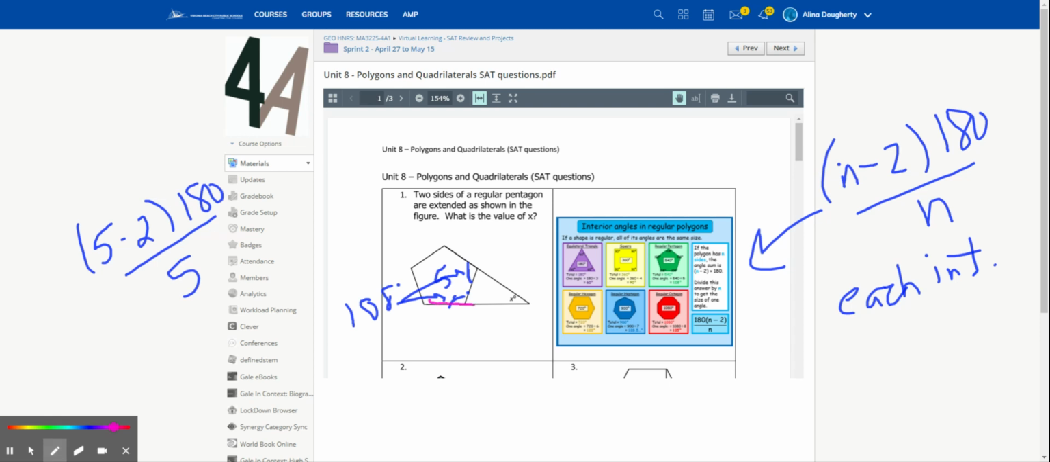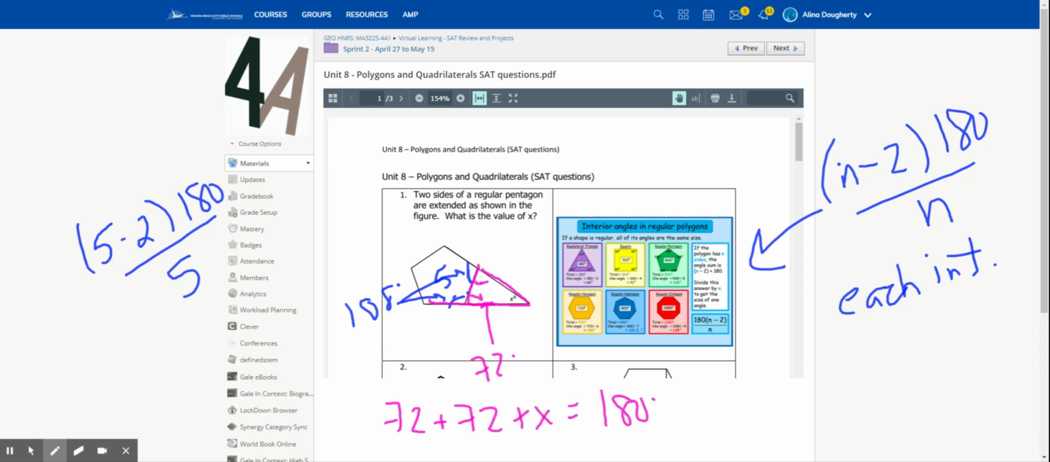Then we know interior angles are supplementary to exterior angles. So if I know this is 108, then these pink angles are both 72 degrees, because 108 plus 72 equals 180. And this pink triangle has to have 180 degrees. So 72 plus 72 plus x has to equal 180 degrees. It's as simple as that. You just have to remember that n minus 2 times 180 divided by n formula. That's not going to be on your formula sheet.